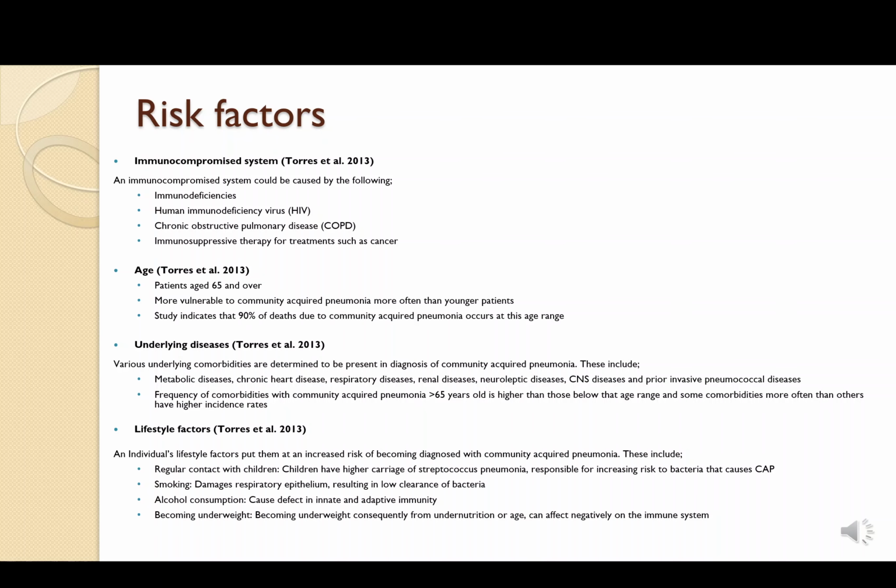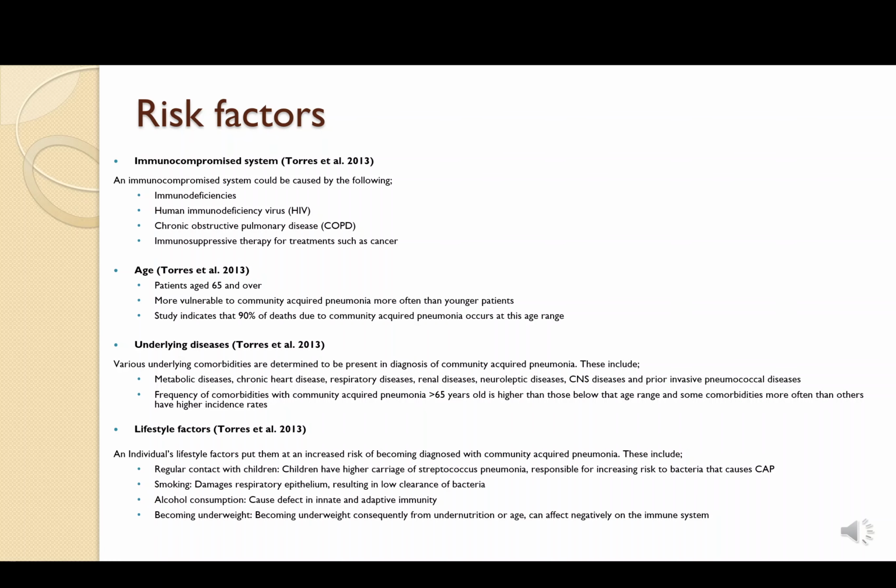And finally, a risk factor associated with causing community-acquired pneumonia is an individual's lifestyle factors. An individual's lifestyle may be a risk factor linked to an increased likelihood of becoming diagnosed through aspects such as coming into regular contact with children, which raises their exposure to community-acquired pneumonia, as children have an increased Streptococcus pneumoniae carriage, potentially increasing that individual's risk and exposure to bacteria that mainly cause community-acquired pneumonia.